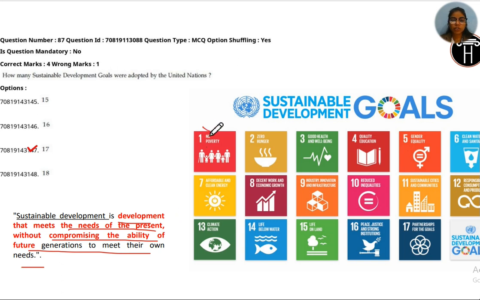So the first one is no poverty, zero hunger, good health and well-being, quality education, gender equality, clean water and sanitation, affordable and clean energy, decent work and economic growth, industry, innovation and infrastructure, reduced inequalities, sustainable cities and communities, responsible consumption and production, 13 climate action, 14 life below water, 15 life on land, peace, justice, and strong institutions, partnerships for the goals.